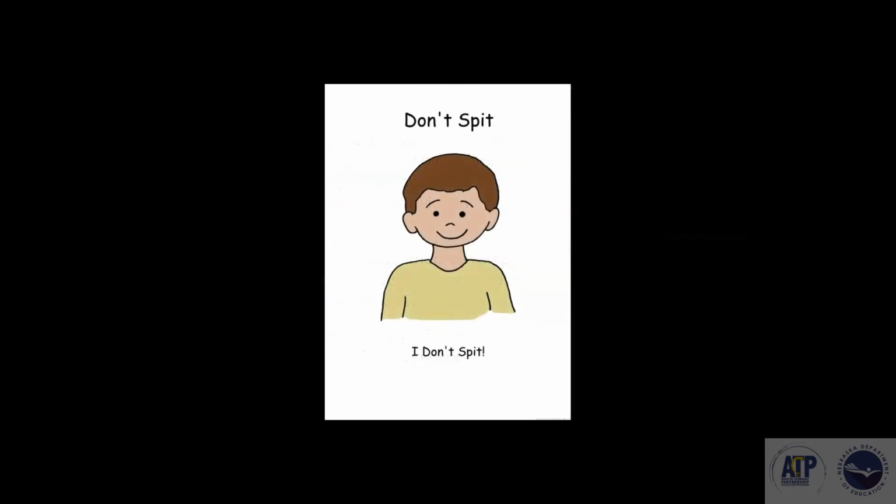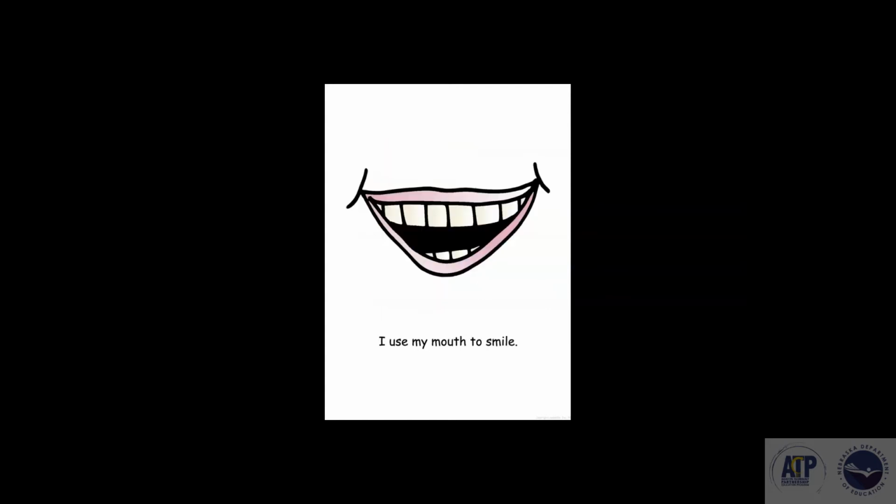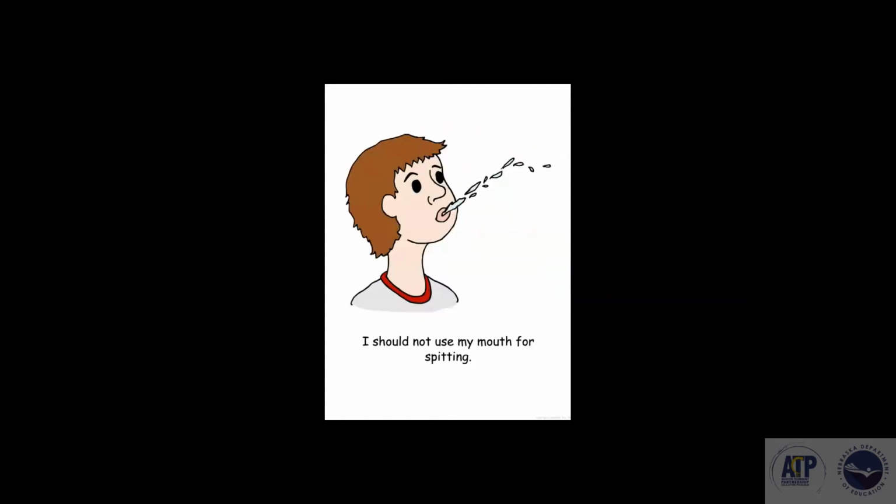Don't Spit was written in response to a young man who would spit on peers and teachers when he became frustrated or upset. As a part of the implementation of the social story, we would read it to him, presenting him with positive ways to use his mouth, and then discuss how he should not use his mouth for spitting. Notice how the book is written in first person.